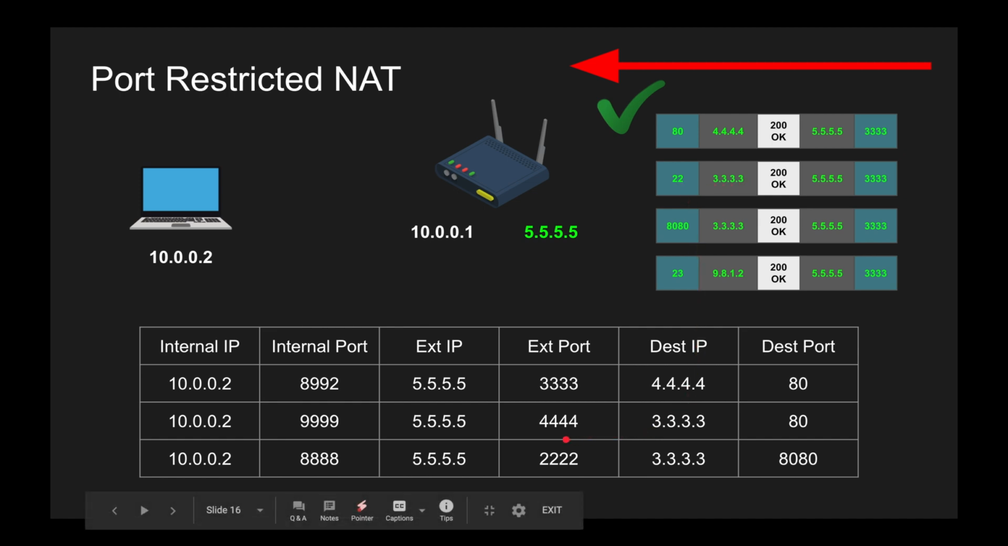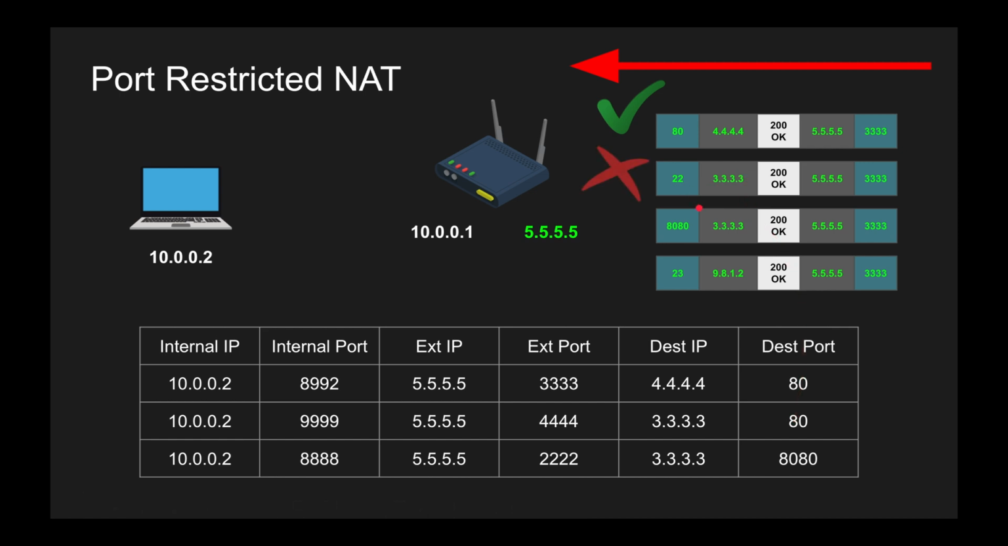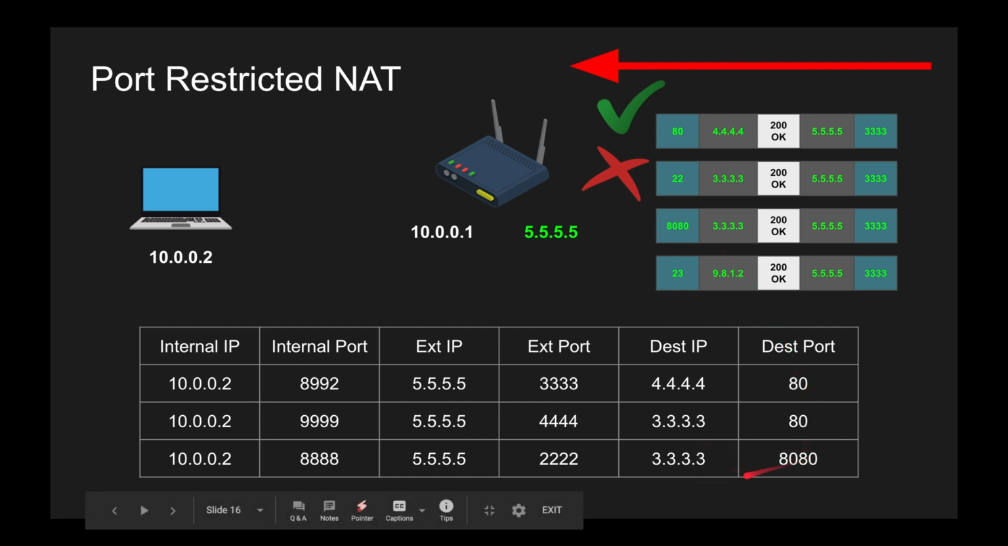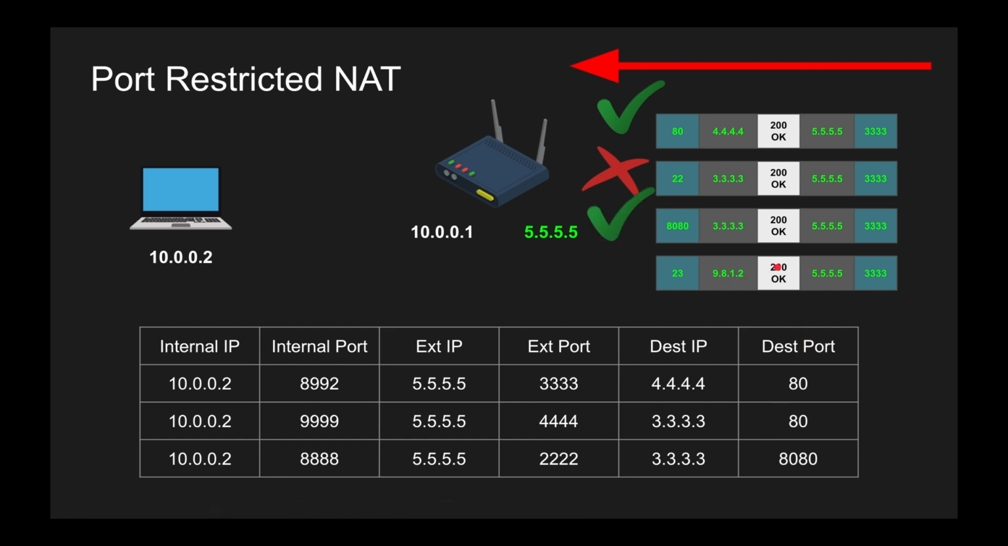Oh, no, they did not, right? Because this is 3333 port 80. This is 3333 port 22. So, nah, nope. So this packet comes from 3333 port 8080. Oh yeah, we did visit 3333 8080 right there. So we'll allow it in. This guy, this address is not even there in my table. So nah. So that's port restricted NAT.